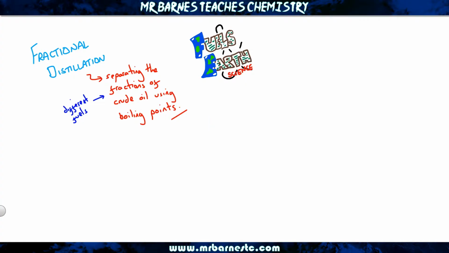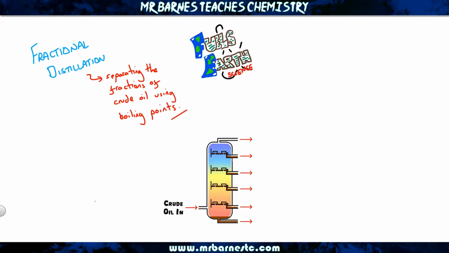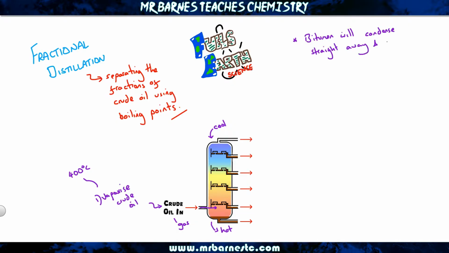So if we have a look at a fractionating column, the first thing we need to do is take our crude oil and vaporize it. Heat it up to about 400 degrees C so everything turns into a gas. We're going to add it into our fractionating column, and our column is hotter at the bottom and cooler at the top. So what will happen is when our gas goes in there, straight away our bitumen will condense and turn back into a liquid so it can be collected. Everything else will stay as a gas.